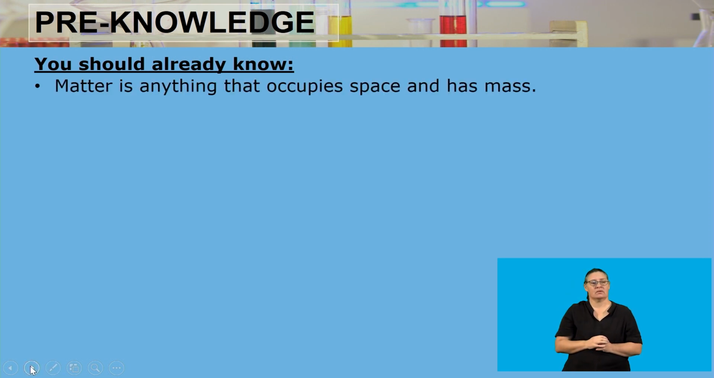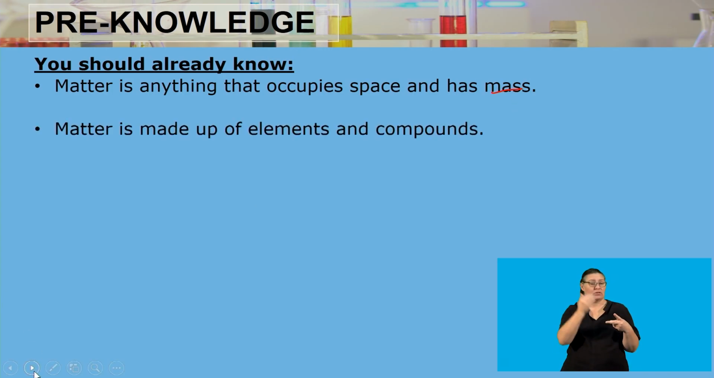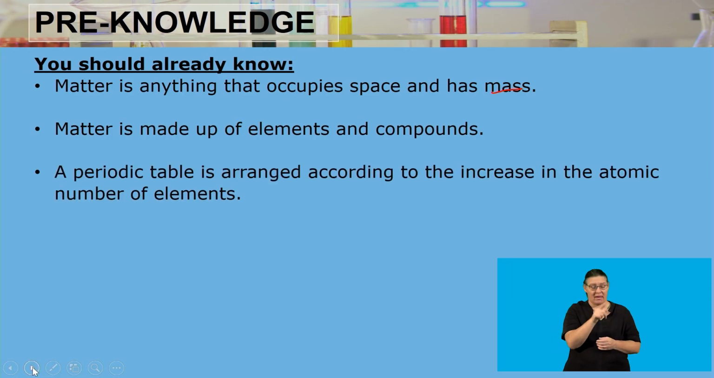So to start, things that you should already know about this lesson are as follows. Number one, you should already know that matter is anything that occupies space and has mass. Number two, you should already know that matter is made up of elements and compounds. So everything that we are seeing around us is made up of elements and compounds. Remember that those elements and compounds are made up of atoms, and those atoms are always in constant motion.